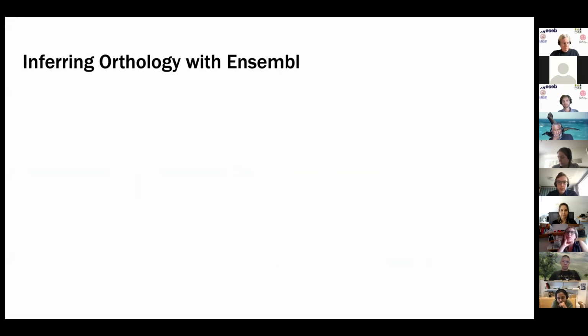So to take a look at that second question, what can we learn from the information that we have from mammals and birds? We inferred orthology with Ensembl.